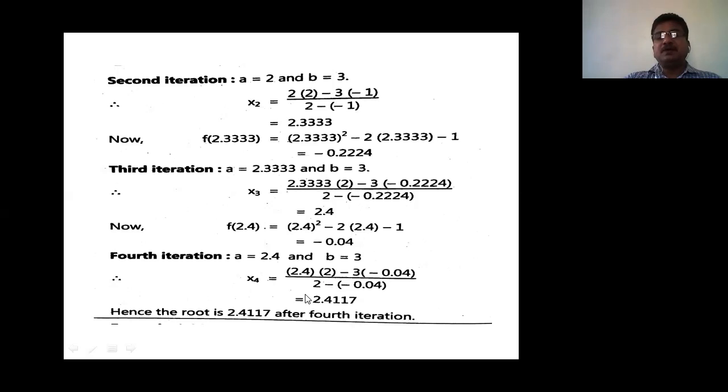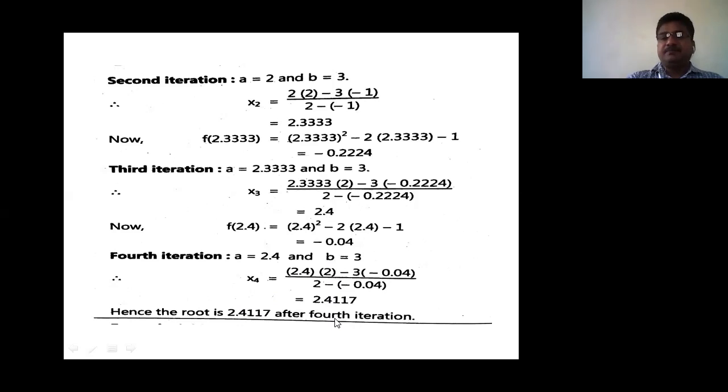Therefore x4, the next approximation, is: substitute r equal to 4, a f of b minus b f of a divided by f of b minus f of a. We have this answer; find it by using a calculator. And therefore this is the approximation. So here the instruction is to perform 4 iterations. After 4 iterations, we have this answer, and it is correct up to 1 decimal place.